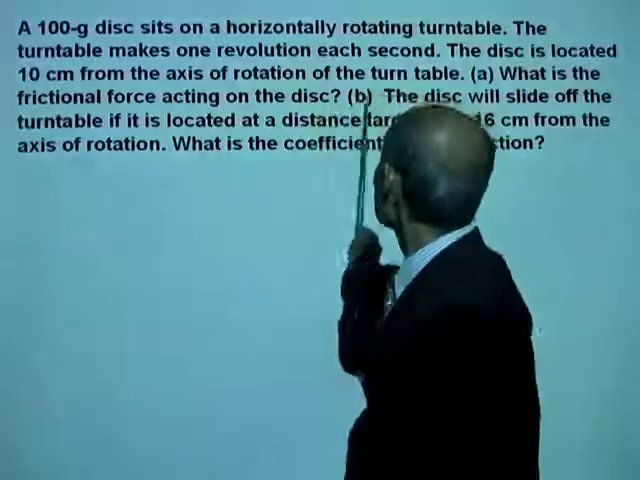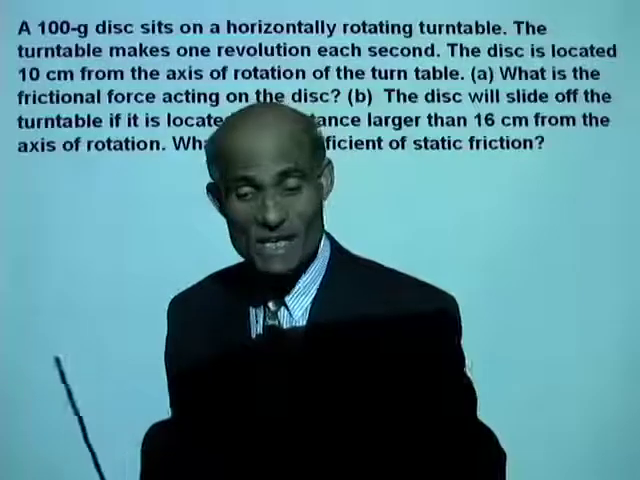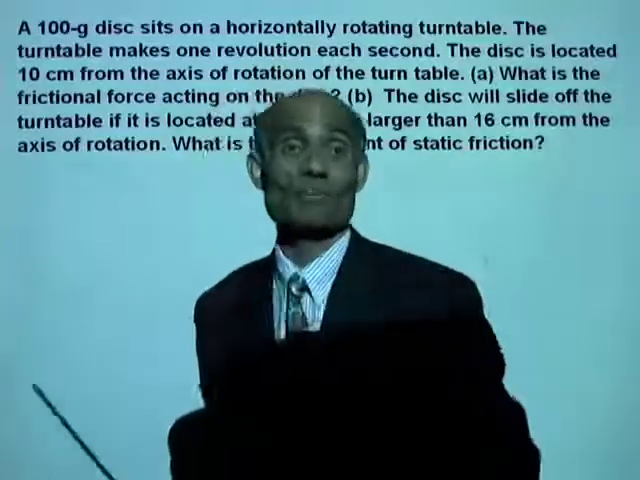Well, so in this case, we can figure out the centripetal force, which is the friction between the disc and the turntable. And the centripetal force mv squared by r is that frictional force, is that right? And that is what we're going to use in solving this problem. What is the frictional force acting on the disc? The frictional force is the centripetal force.